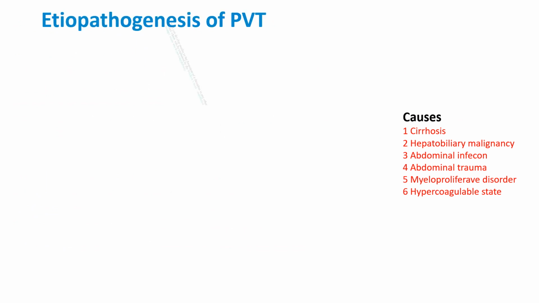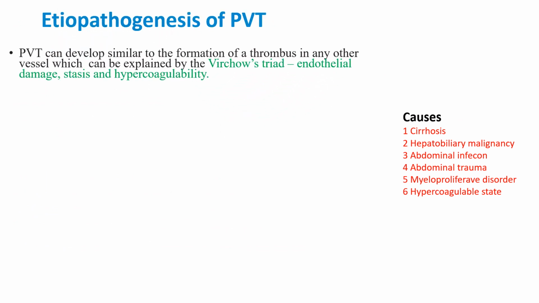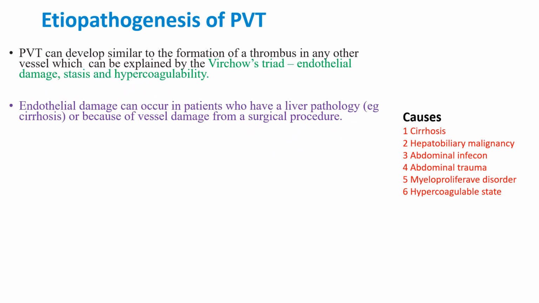When we look at the etiopathogenesis of portal vein thrombosis, it can develop similar to the formation of thrombus in any other vessel, which can be explained by Virchow's triad: endothelial damage, stasis, and hypercoagulability. Endothelial damage can occur in patients who have a liver pathology, such as cirrhosis, or because of vessel damage from surgical procedures.